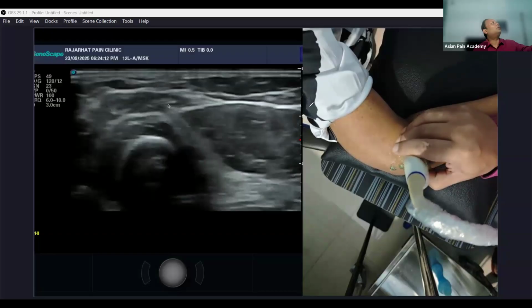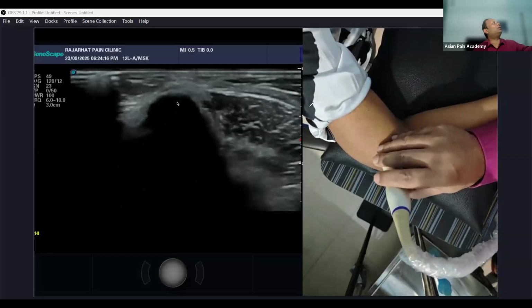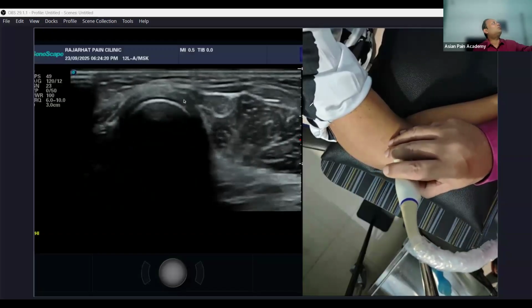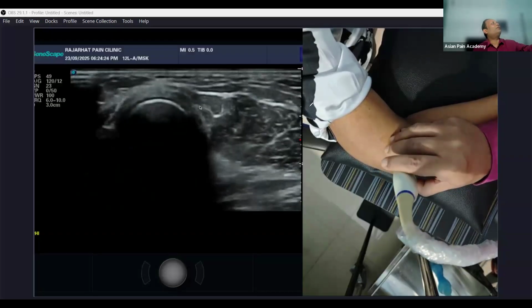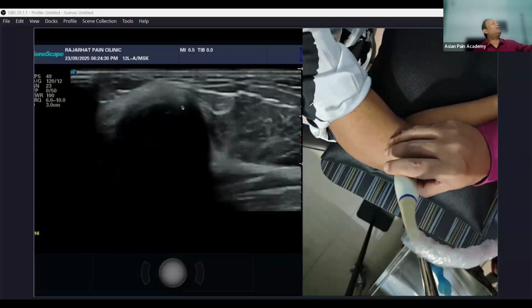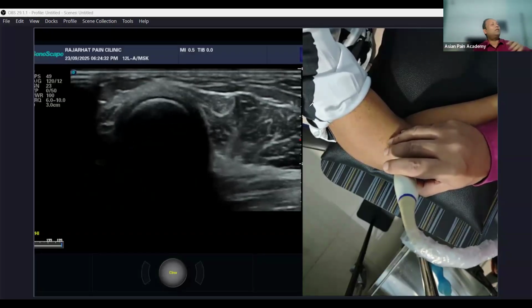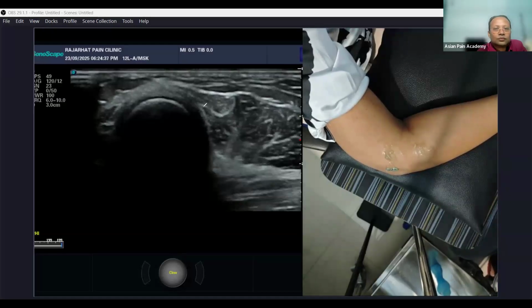Yes, scorpion tail. Just as soon as we start from the lateral epicondyle area, then I'm just coming down. As soon as I come down, I see this scorpion tail. With the different position of the hand, this scorpion tail can be seen here also, and at this point also. So as soon as I locate the scorpion tail, this is the scorpion tail.